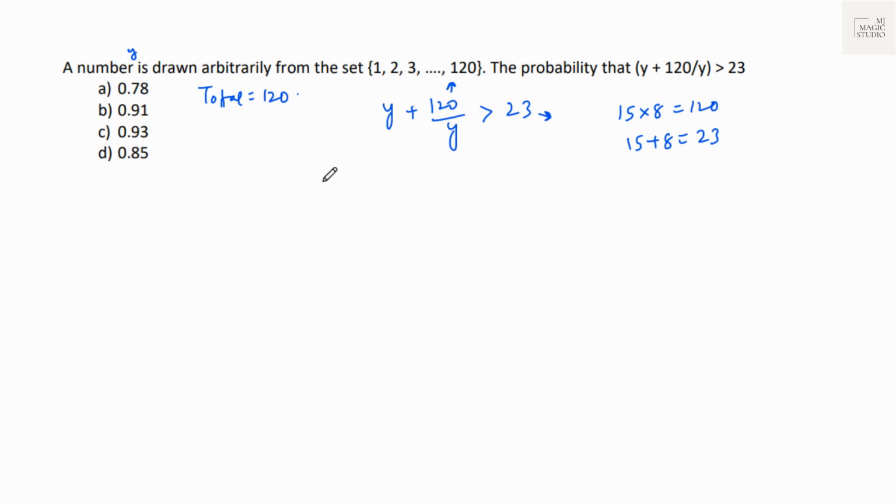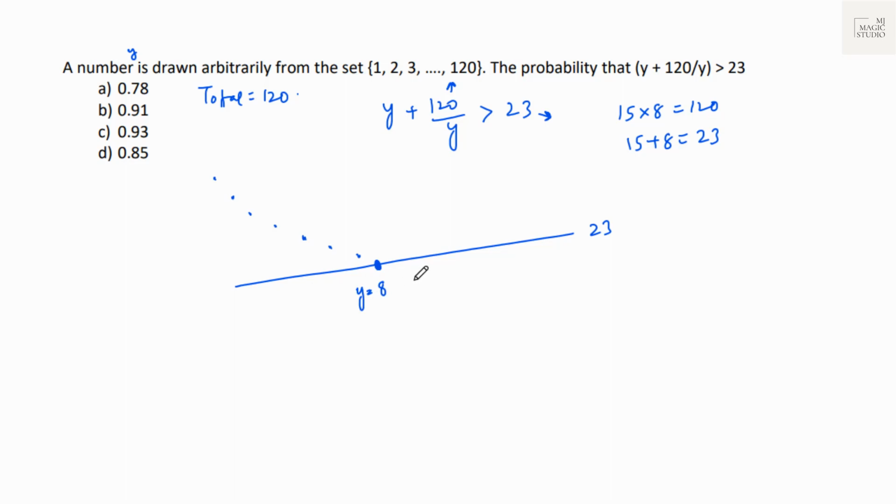That means if I take y equals 7, it will be 7 plus 120 by 7. 120 by 7 is how much? So that's about 17. 17 plus 7 is 24. So when we put y equals 7, we are getting a value which is greater than 23. That means when y is 1, 2, 3, 4, 5, 6, 7, all these values give more than 23. But when you put y equals 8, it becomes exactly equal to 23.